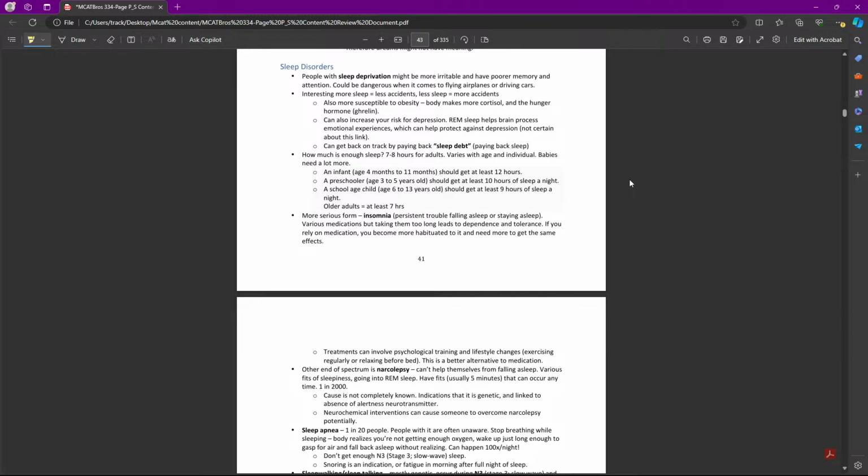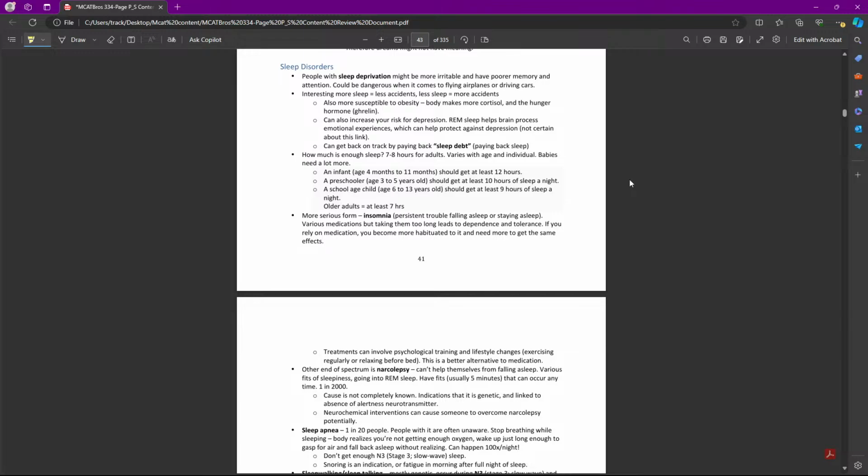How much is enough sleep? 7 to 8 hours for adults, but it varies with age and individuals. Babies need a lot more. An infant should get at least 12 hours. A preschooler should get at least 10. A school-aged child should get at least 9. And older adults at least 7.